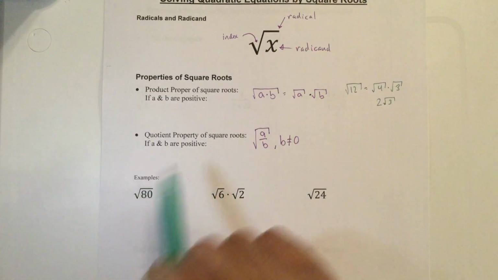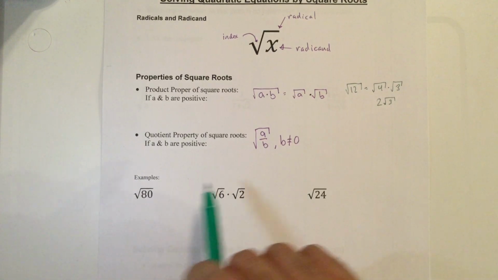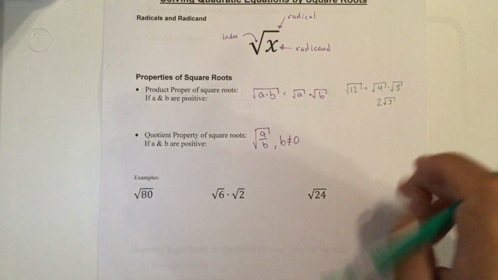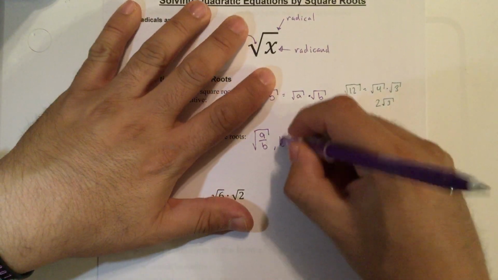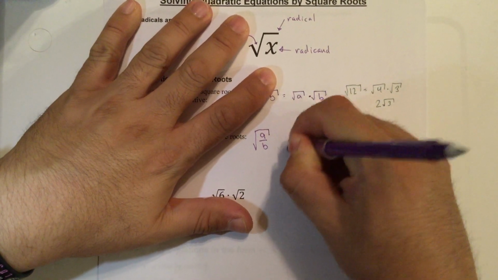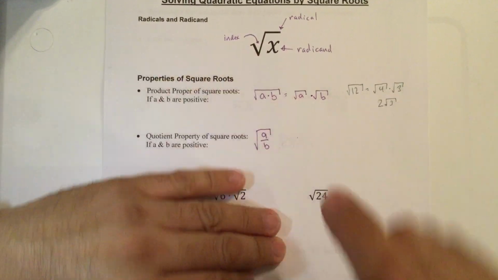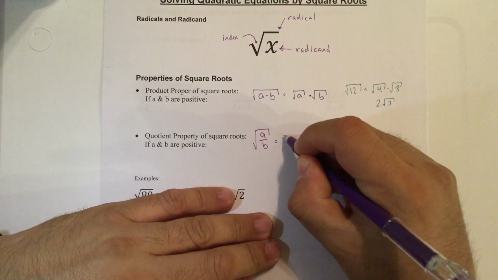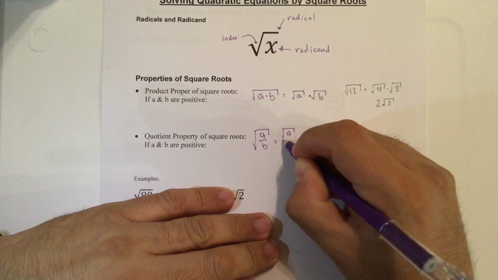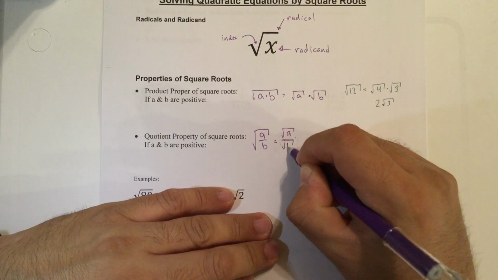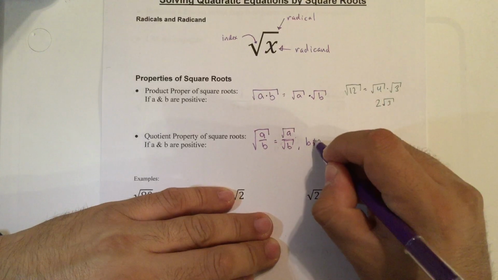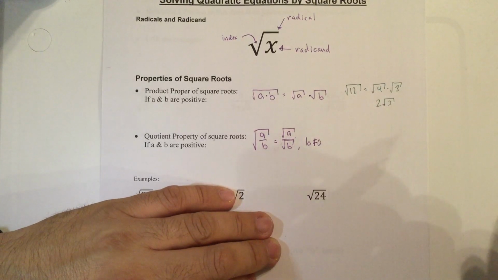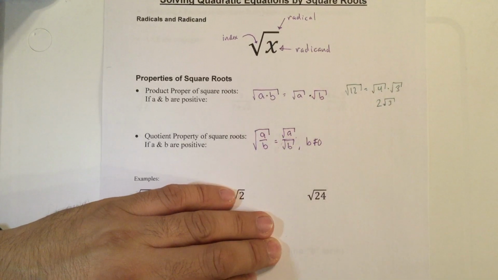The second property we have is the quotient property of square roots. So if a and b are positive, we have the square root of a divided by b, and this can actually be broken apart into the square root of a divided by the square root of b. And notice I said that b cannot equal 0, because if not, it would be undefined at that point. So you can split them apart if you like.